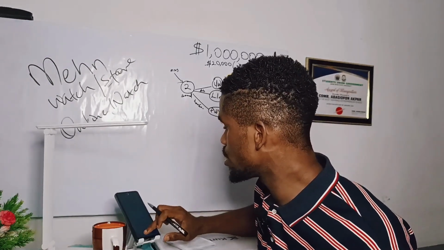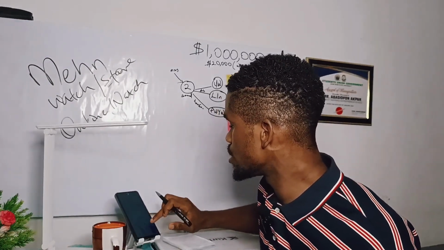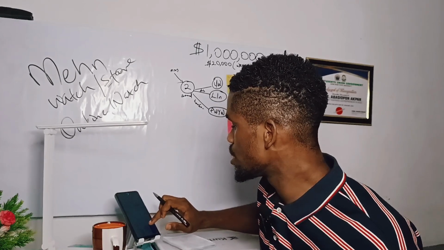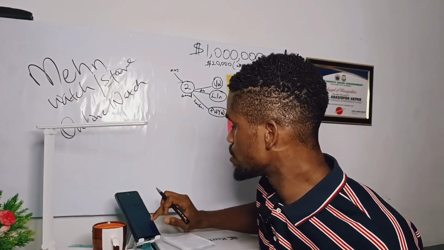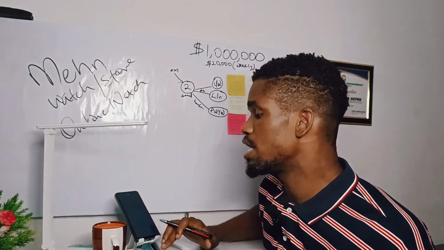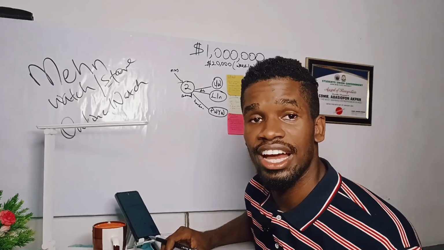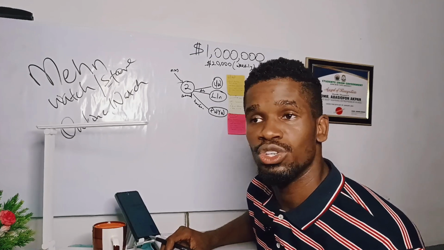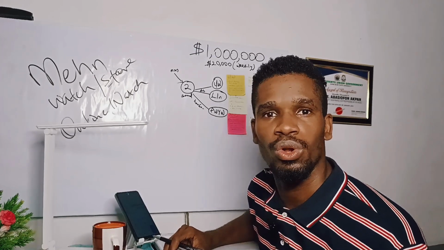So let's see, 3,000 times 365. That puts you at 1,095,000. So instead of worrying about how do I reach this goal, what do I do?